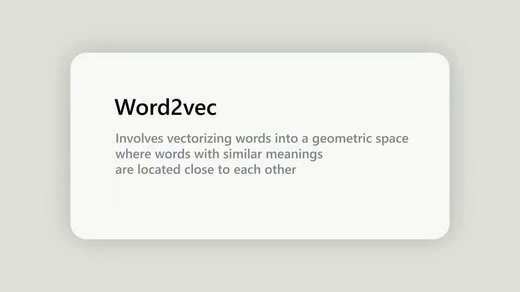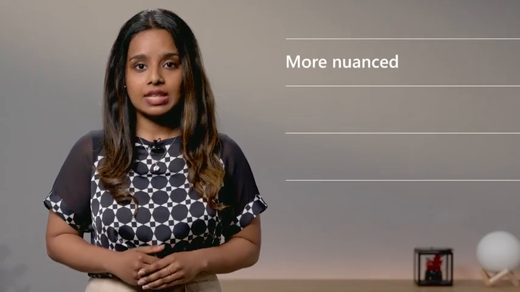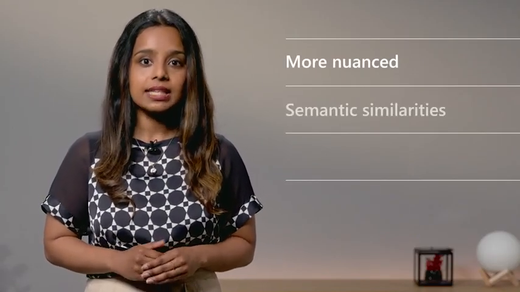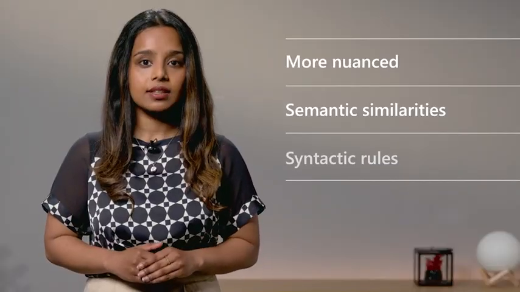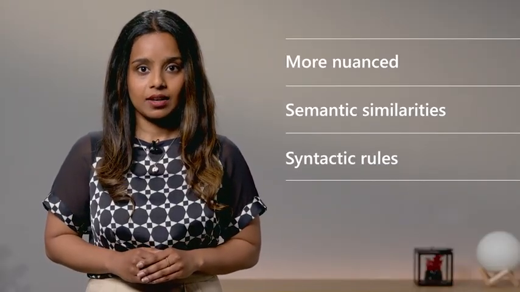Word-to-vec, another critical technology, involves vectorizing words into a geometric space where words with similar meanings are located close to each other. This enables more nuanced understanding and generation of text based on semantic similarities rather than just syntactic rules. Generative AI has many business applications and can revolutionize several key areas. Let's explore some in more detail.